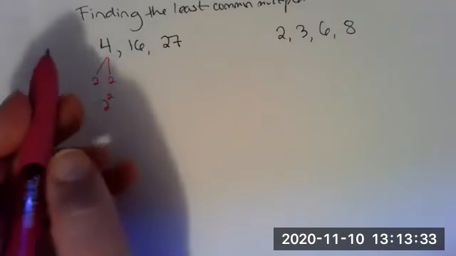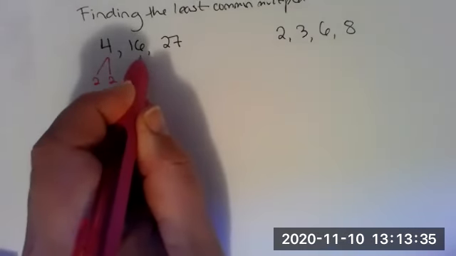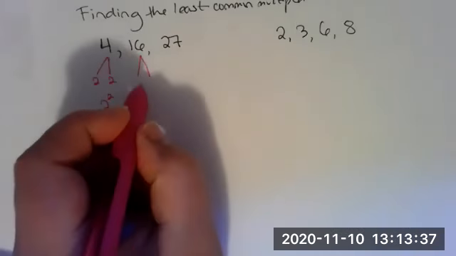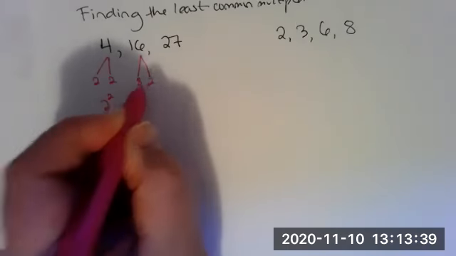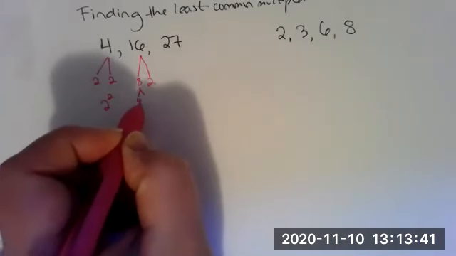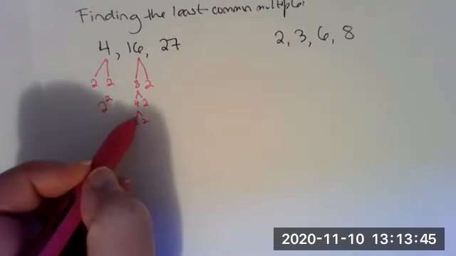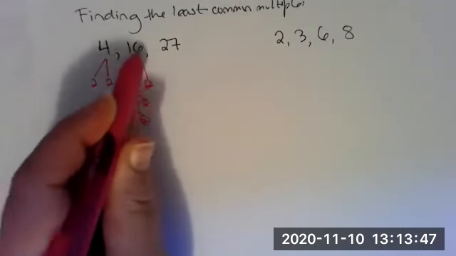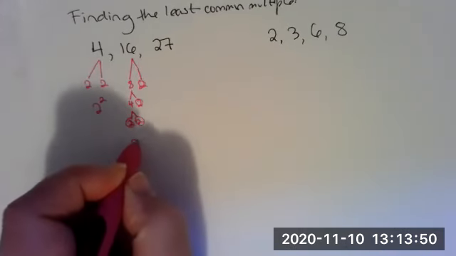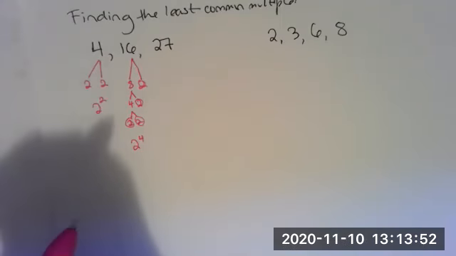16 I can break down into, it doesn't really matter how you start breaking it down because you'll finish it the same way. Let's say we break it down into 8 and 2. 8 can break down into 4 and 2. 4 can break down into 2 and 2. So 16 is broken down into 4 2s. So 16 is 2 to the 4th.